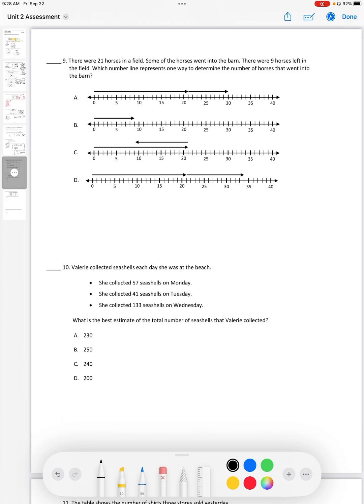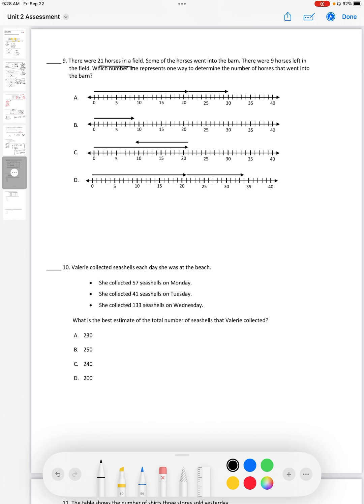So let's read the problem. There were 21 horses in a field. Some of the horses went in the barn. There were 9 horses left in the field. Which number line represents one way to determine the number of horses that went in the barn? The first thing we need to do is write an equation. If we can pull the equation out, then we just have to find the number line that matches the equation.